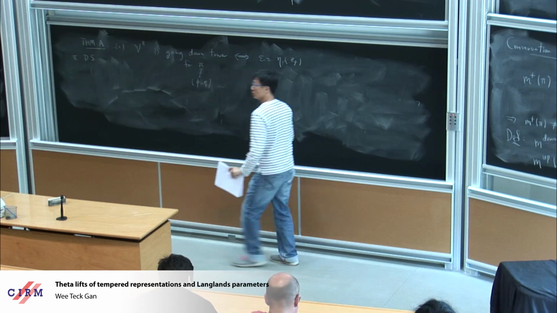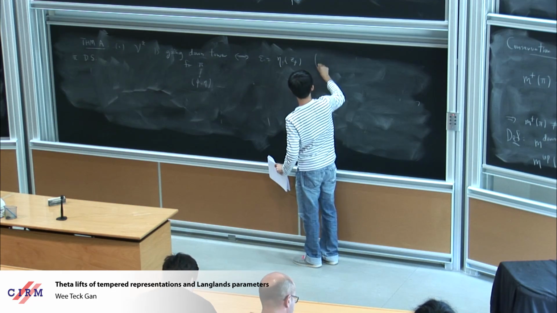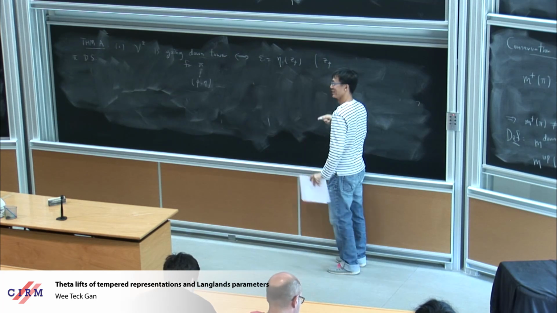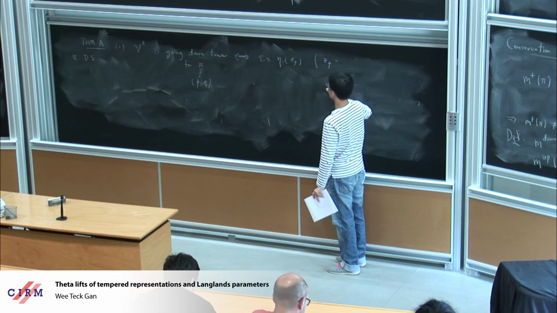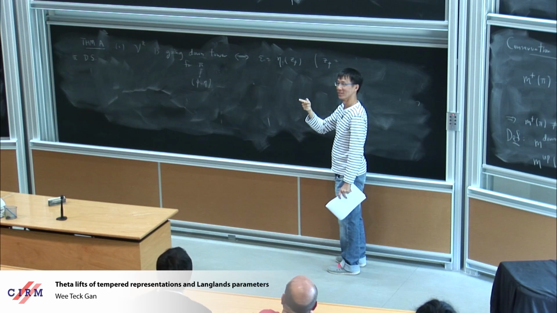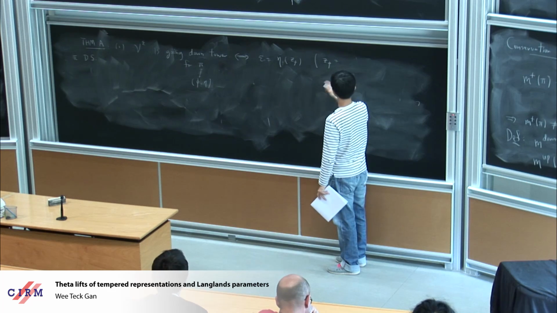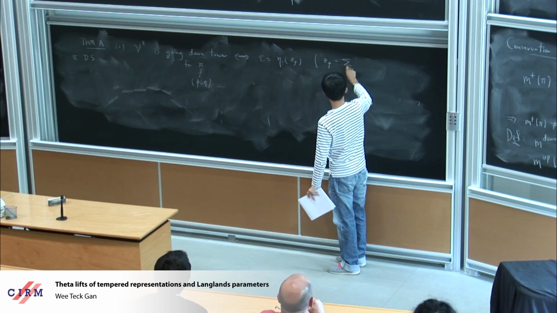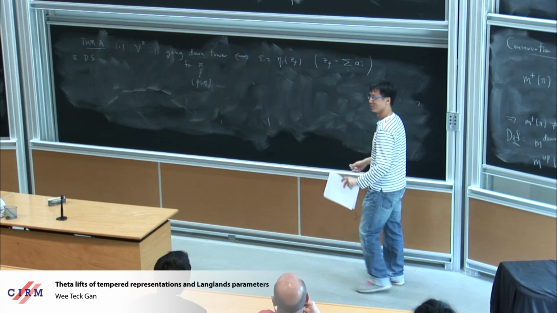Okay, so what is this guy? This is the same Z that appeared in Atsushi's talk. It is basically the image of the element -1 in SP2N(C) in the component group. But in terms of this basis, it's just the sum of the a_i's.